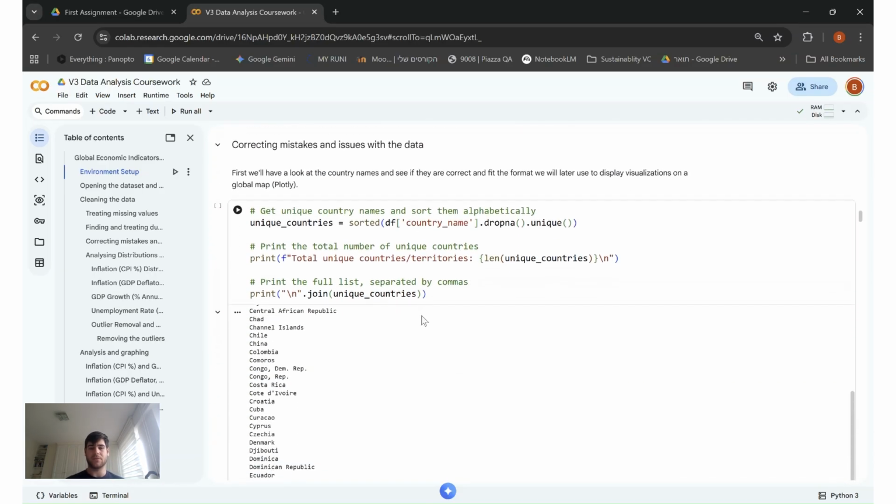I then corrected mistakes with the data, meaning issues to do with country naming that would block me from using the Plotly library. I fixed them, which means removing punctuation and using normal names. For example, I changed Russian Federation to Russia.